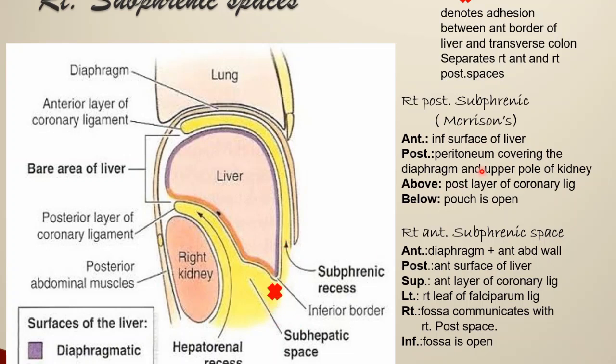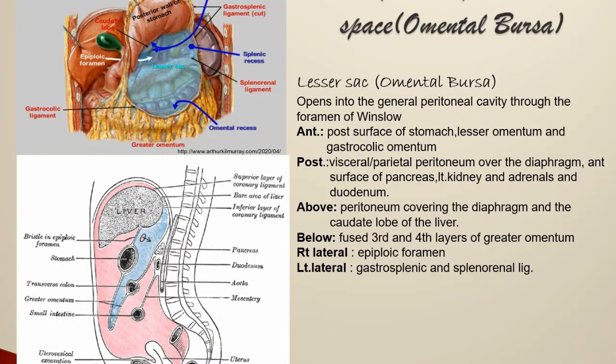But coming to the most important, the right posterior subphrenic or the Morrison space, here you have the inferior surface of the liver forming the anterior boundary. The posterior is formed by the kidney, the adrenals, and the posterior layer of the coronary ligament, while the superiormost part is the anterior layer of the coronary ligament. To the left, again the left leaf of the falciform ligament. On the right side, the fossa communicates with the right anterior space, and inferiorly the pouch is open, right? Okay, now coming to the left posterior subphrenic space. The left anterior is not so important. We will be sticking to the left posterior subphrenic space.